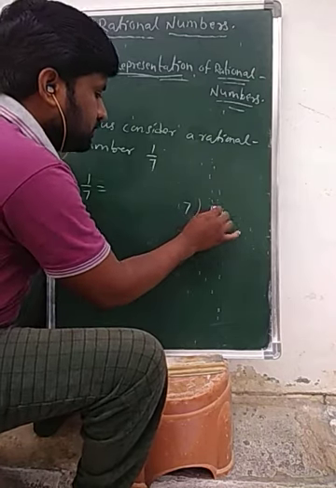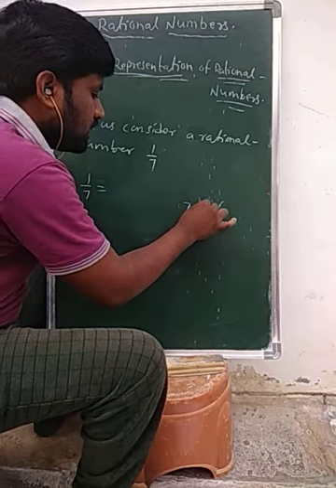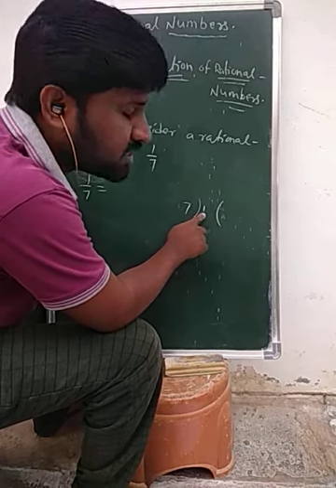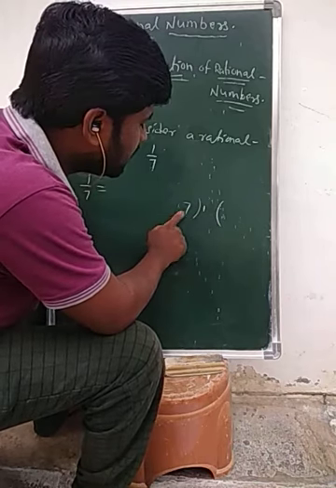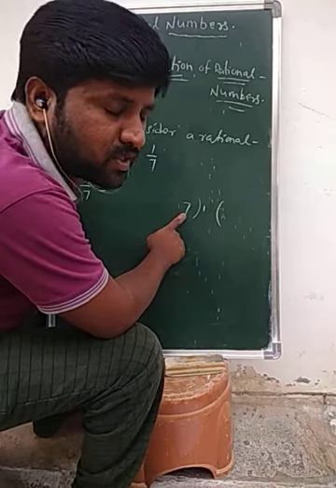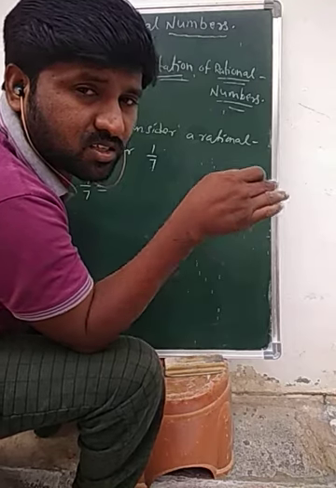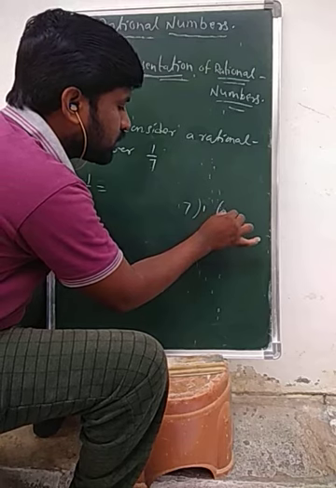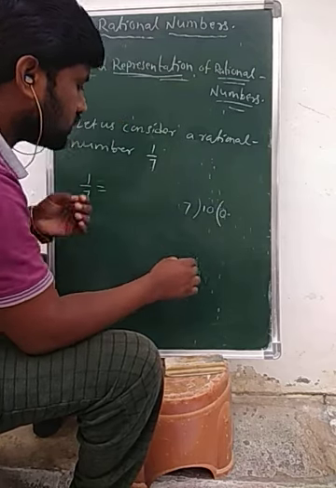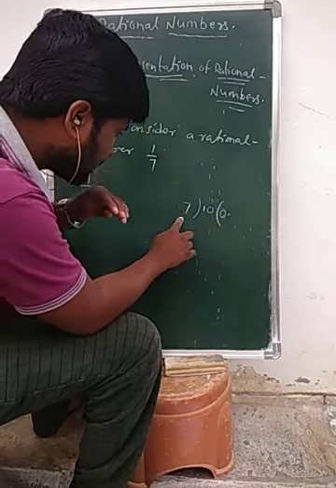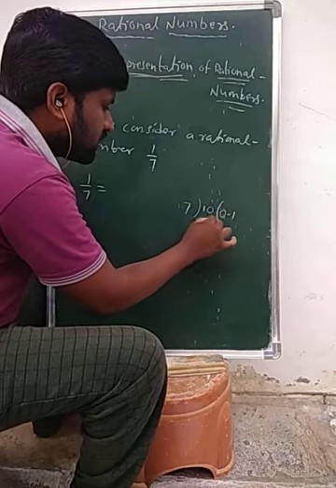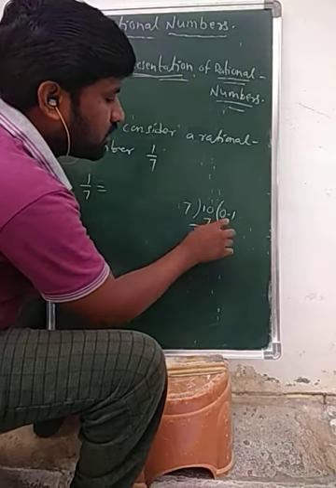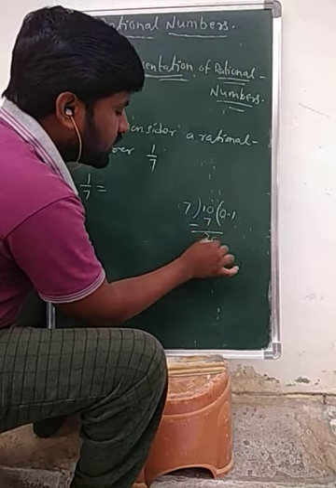Clearly, dividend is 1, divisor is 7. The dividend is smaller than the divisor, that's why you write 0 here, keep a point, then take 0. By reading the 7 table, 7 ones are 7. 10 minus 7 is 3. Already your point is there, then write another 0.